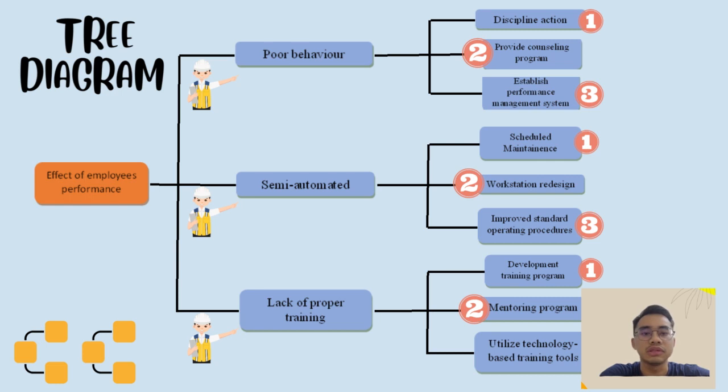This is because disciplinary action can be taken to make the employees follow the rules. And for the semi-automated process, we suggest scheduled maintenance as the best solution. We chose this because with scheduled maintenance, we want to prevent machine breakdown, because when the machine breaks down, it can cause delays in the manufacturing process.